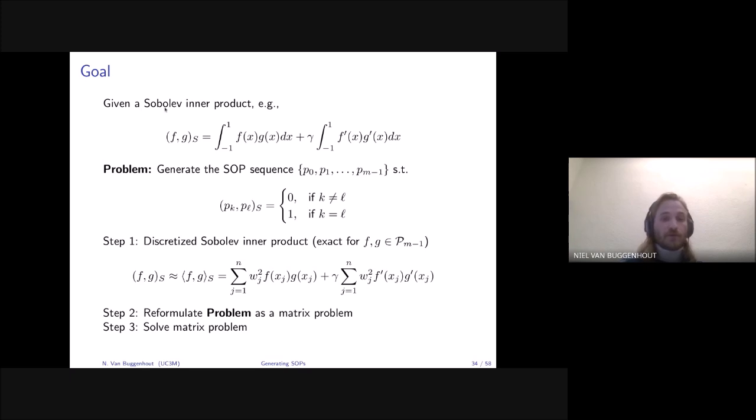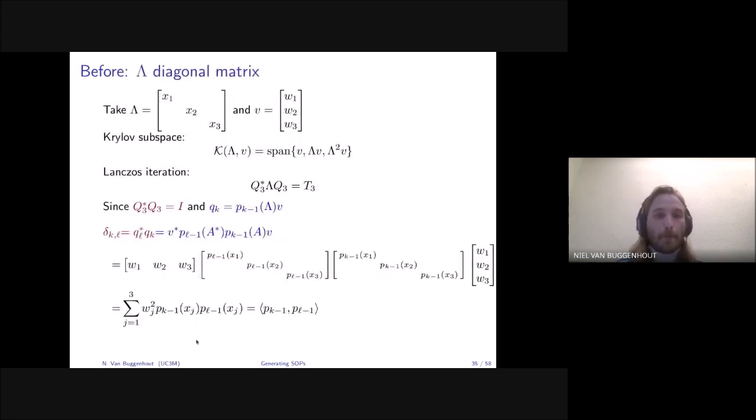And then again, restating our goal, but now for Sobolev orthogonal polynomials. We are given a Sobolev inner product. We're just going to take our example from this point onward. We want to generate the Sobolev orthogonal polynomial sequence. So step one is discretization, which we just did. Step 2 is we're going to reformulate this problem as a matrix problem. And then step 3 is to solve this matrix problem.